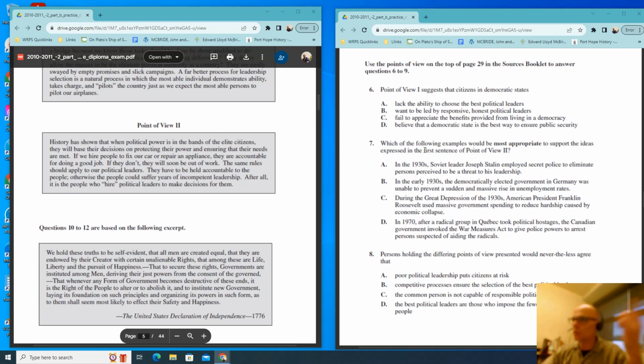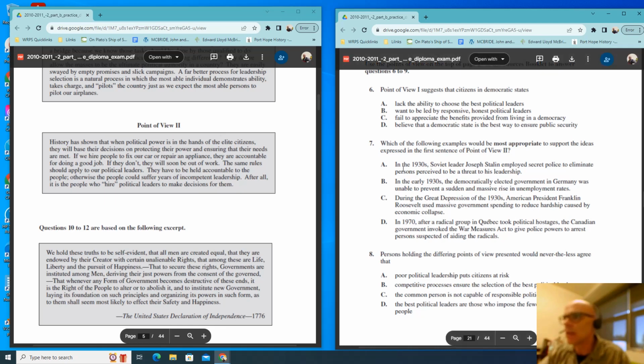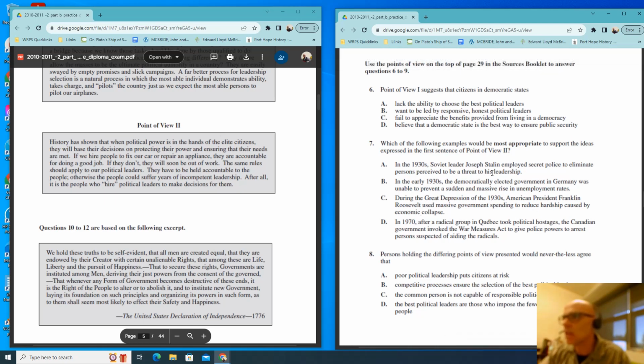And why did I go and read it all when it said only the first sentence? Man, I should have read that more clearly. But it says, which of the following supports the ideas expressed in the first sentence? You got to go and find the ideas expressed in the first sentence. History has shown political power in the hands of the elite. Those elite will protect themselves. A, Stalin's protecting himself. It says right there, to eliminate persons perceived to be a threat to his leadership. Threat to his leadership, will base their decisions on protecting their power. There's your connection. There's your answer.